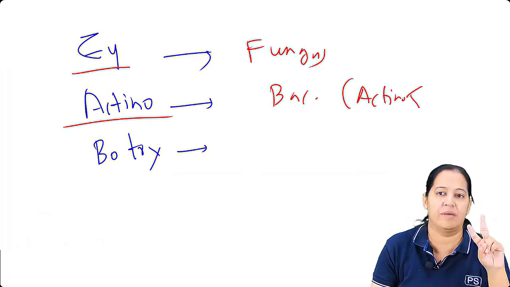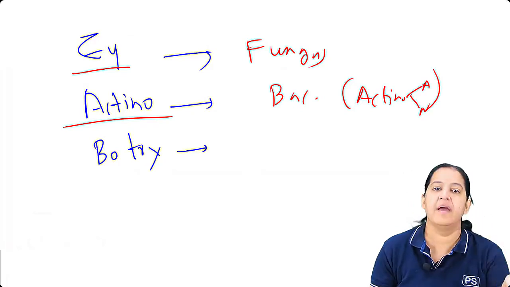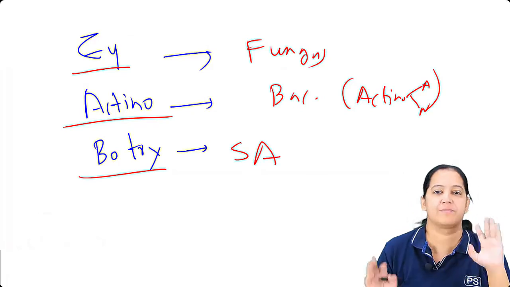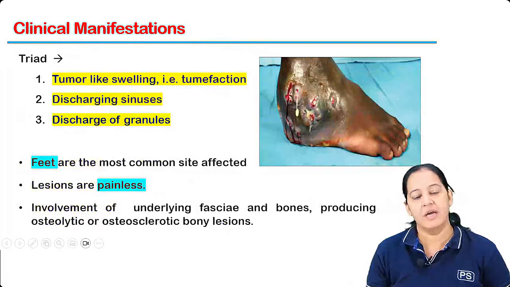Actinomycetes, the two actinomycetes and Nocardia. And botryomycosis is caused by Staph aureus. Please learn the three types. Okay. Now, what is the clue?